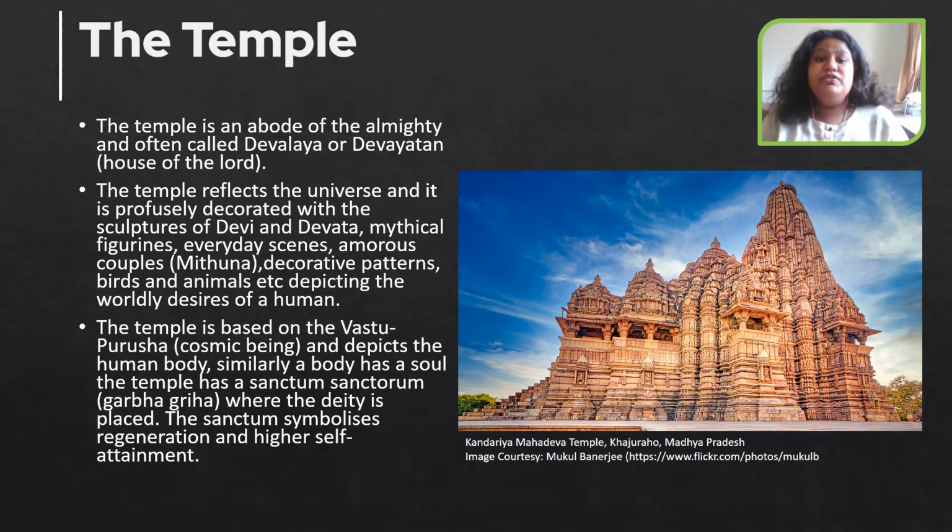Now, the temple is based on Vastupurusha, the cosmic being, which has already been discussed in the introduction class, and it depicts the human body. Similarly, a body has a soul, like we all human beings have a soul. Similarly, the temple is identified as a universe, it is identified as a human body. It also requires a soul, and hence the soul is situated in the sanctum sanctorum or the garbhagriha. Now, garbha in Hindi or Sanskrit means the womb, the holy womb, and the womb is the purest and the most important and most beautiful thing in this world.